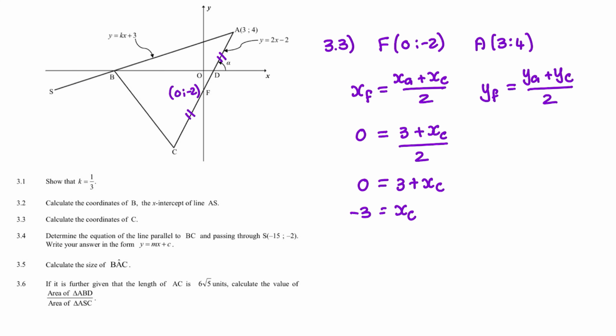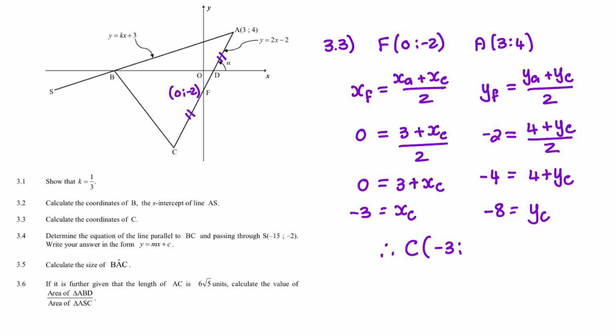So let's do y now. The y of F is -2. So we have -2 equals the y of A, which is 4, plus the y of C, divided by 2. So I multiply -2 with 2, and then I have -4 equals 4 plus the y of C. And if I move this positive 4 to the left-hand side, I have the y of C as negative 8. Therefore, the coordinates of C is negative 3 and negative 8.